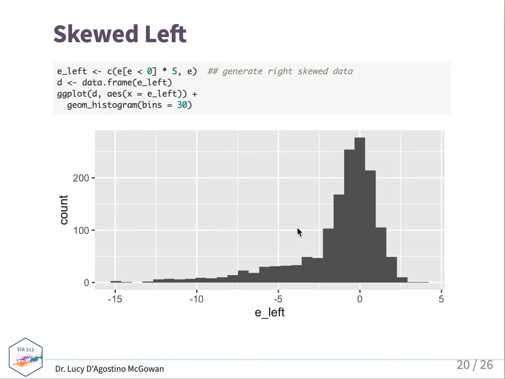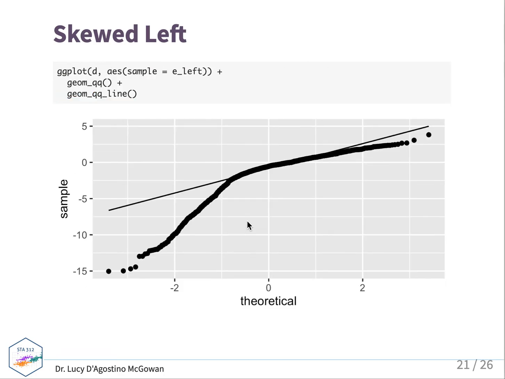And you can also have left skewed data, on the opposite side, which I generate by just, instead of multiplying the values that are greater than 0, I multiply those less than 0 by 5, and so I end up with all these extra pieces in this negative space over here. And so now I've got this nice left skewed data set. And when I plot that, this is what it looks like. So this is what a histogram of left skewed data looks like. And if I look at a QQ plot of left skewed data, this is what I would see.